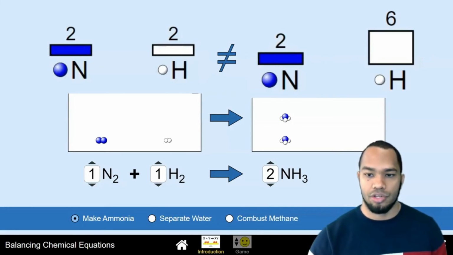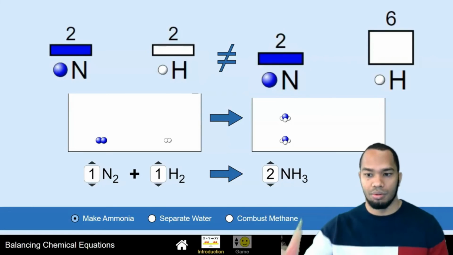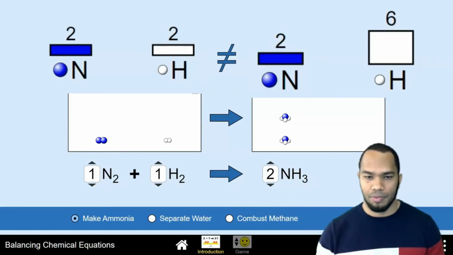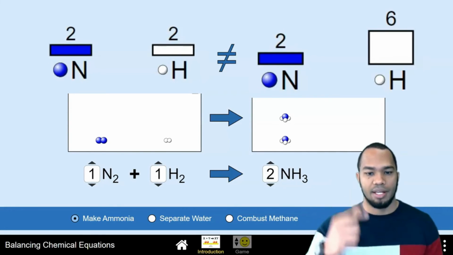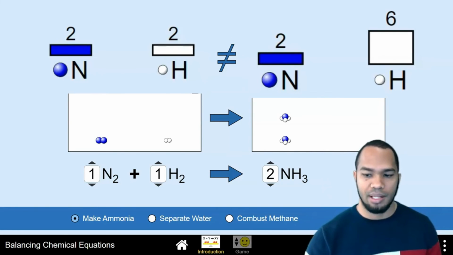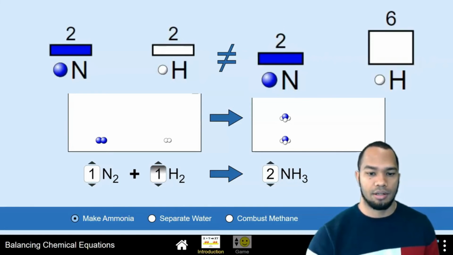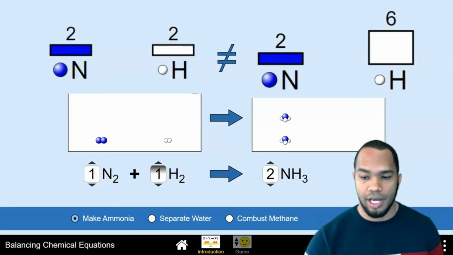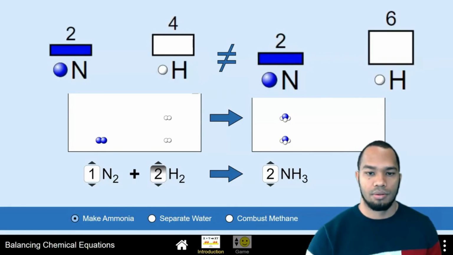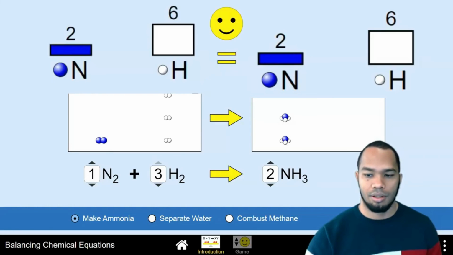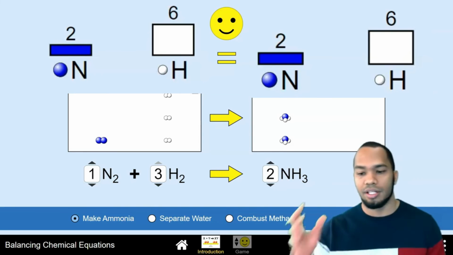So let's take a look. Nitrogen is 2. Nitrogen is 2. We are good there, right? So the question is, how can I get hydrogen to be balanced? We have 6 on this side and we have 2 on this side. Let's take a look. We're going to add coefficients to H2. We have 4. We have 6. Is it balanced? Not yet. So let's add another one. Oh yeah. So now we see that it is balanced.